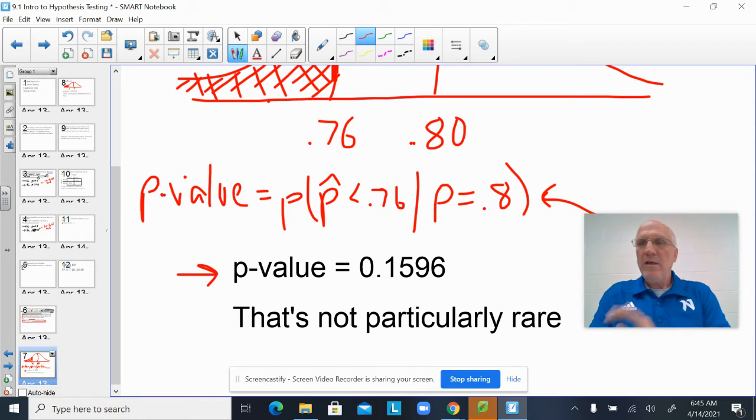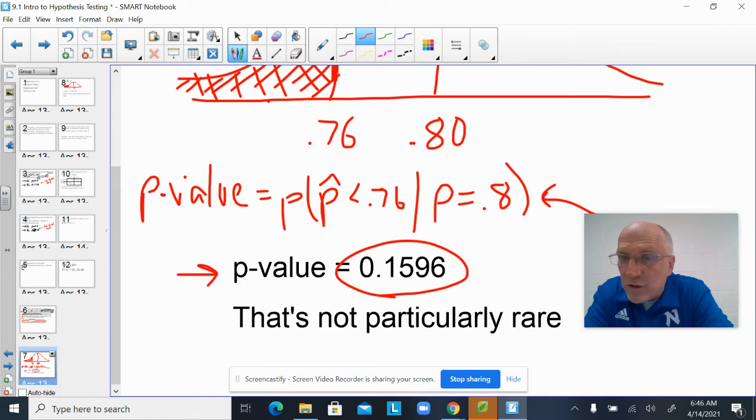About 16%. What does that mean? That means if I really am an 80% free throw shooter, if I shoot 100 of them, I've got a 16% chance, just based on random variability, 16% of the time, I'm going to make 76% or fewer. And I would argue that 16% is not particularly rare. It's going to happen sometimes. Again, would I ever make 3 out of 100 if I really was an 80% free throw shooter? Probably not. That probability would be much smaller. But it turns out that a p hat value of 0.76, a value that extreme or more extreme, happens 16% of the time.